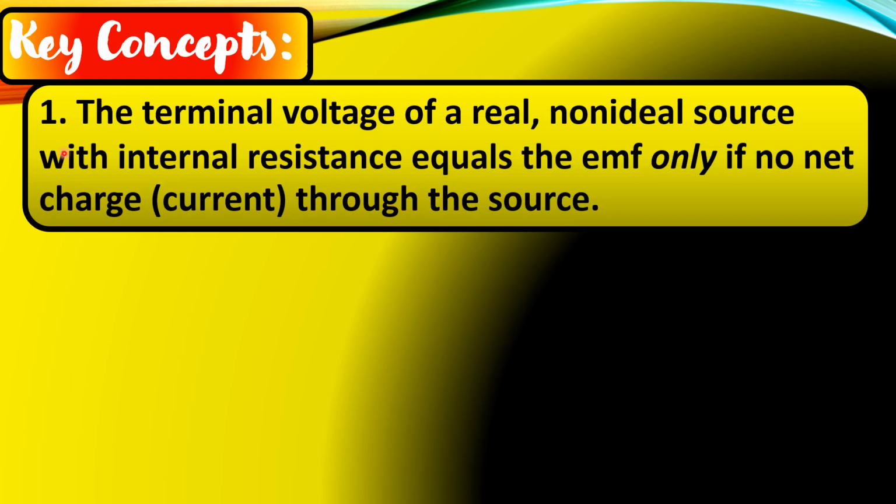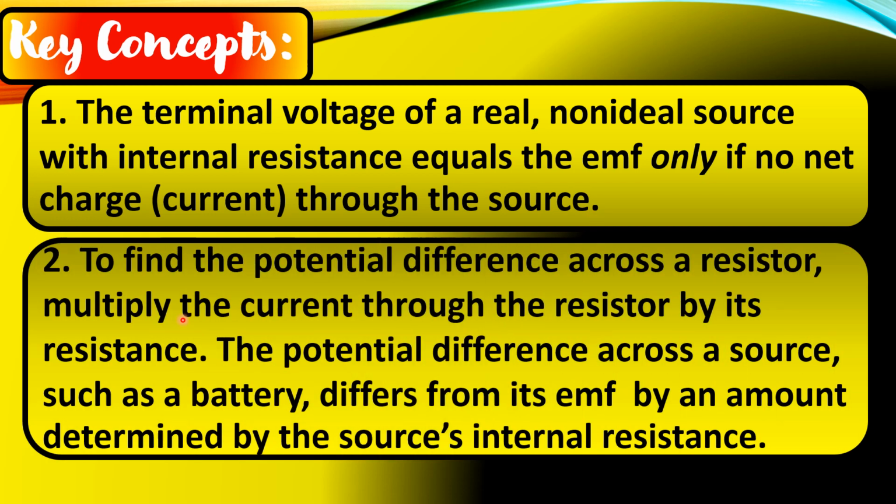Finally, we emphasize the following key concepts that were applied in this problem. First, the terminal voltage of a real, non-ideal source with an internal resistance is equal to the EMF only if no net charge or current passes through the source. And the other one is, to find the potential difference across a resistor, multiply the current through the resistor by its resistance. The potential difference across a source, such as a battery, differs from its EMF by an amount determined by the source's internal resistance.